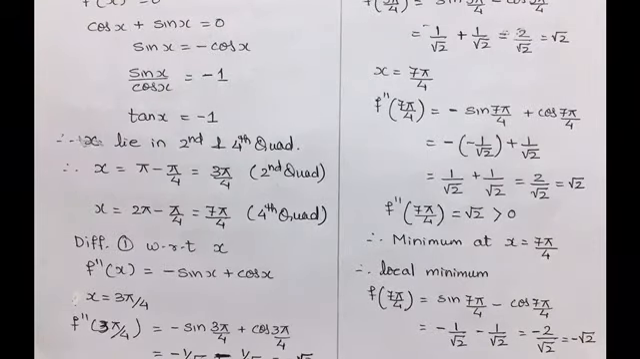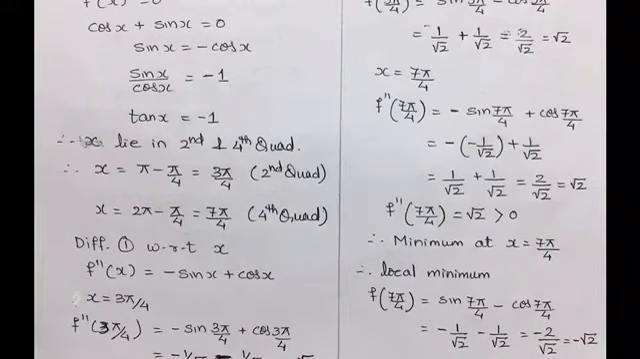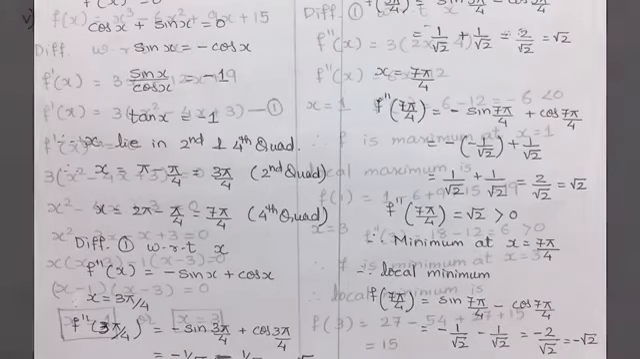So this is how the local maximum and minimum for trigonometric functions can be calculated if the interval is given.